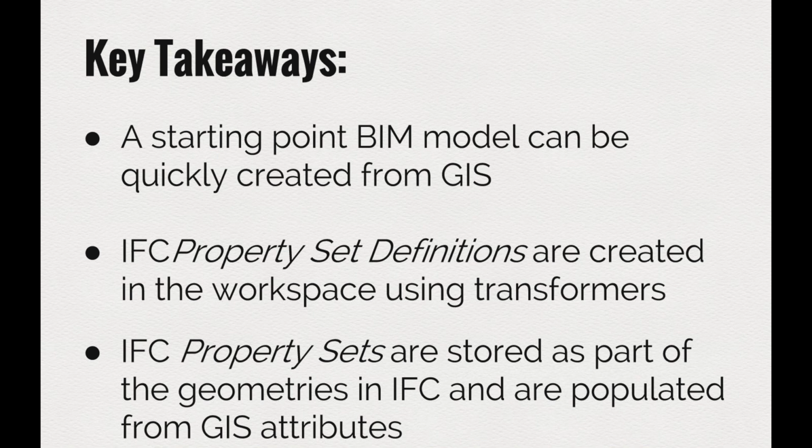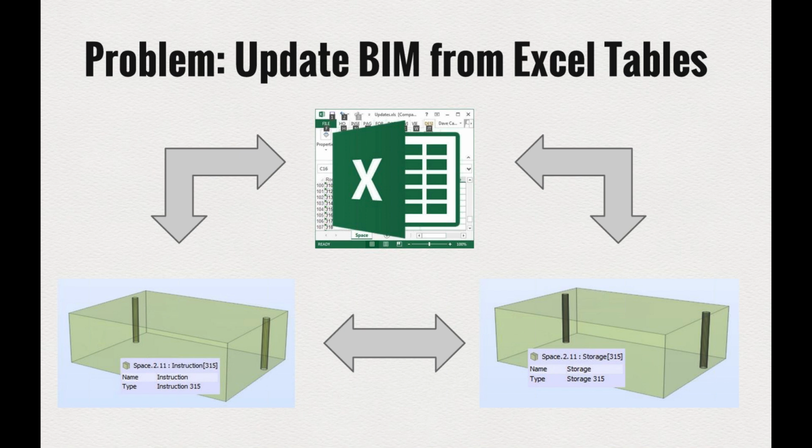Exactly. The property set definitions are created in the workspace. Unlike defining schema on output feature types, you're actually defining the property set definitions with transformers and separate features. The property sets in IFC are actually stored on the geometry. So when you're creating the property sets on the feature itself, you're creating them as separate geometries and then merging them with your actual geometry.